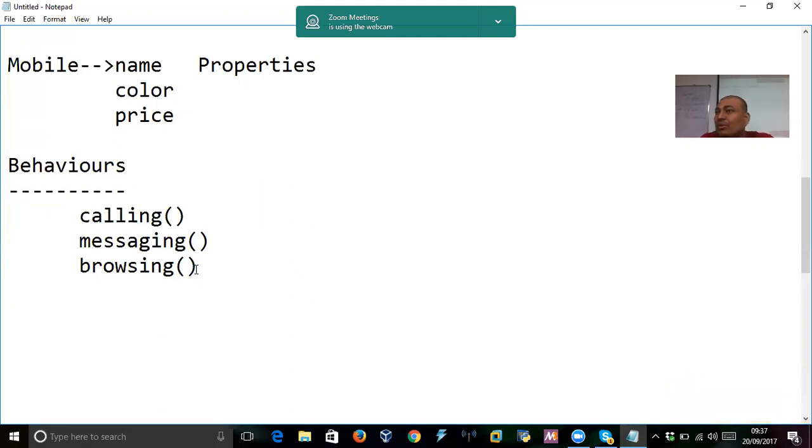What is an object? So an object has properties and actions, or behaviors, you can say. And properties identify an object. Behaviors define actions of an object. What the object must do is defined with behavior. Who will define the behavior, the action of the object? Something like this: calling, messaging, browsing. Of course, it changes from object to object. It is not the same for all the objects. Do you understand that? Are you clear with this, my dear?